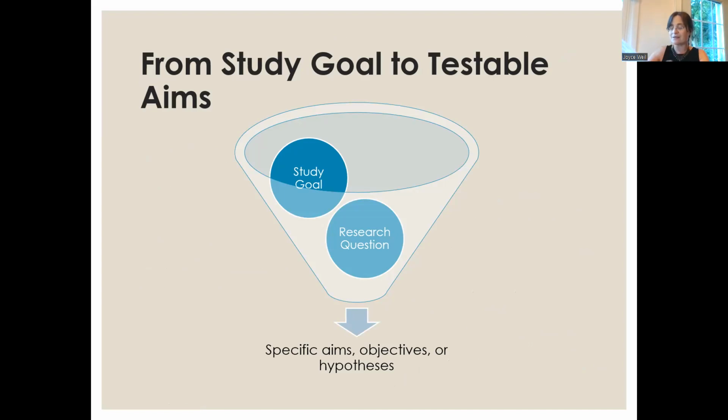And this diagram I created, this visual, is to give you the sense of how things fit together. You have a study goal, which is overall. You have a research question, but how do you test the research question? You make specific aims, objectives, or hypotheses, so it's something measurable.